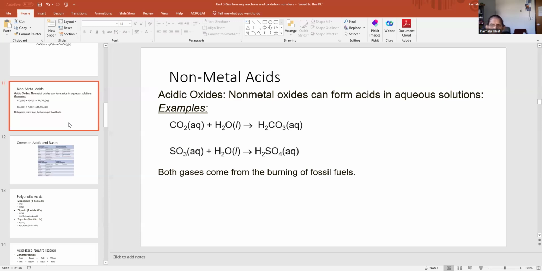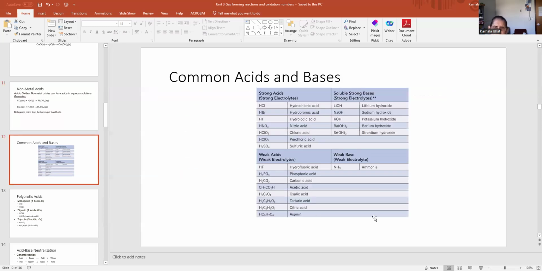Acidic oxides, non-metallic oxides, can form acids in solution. Carbon dioxide plus H2O gives carbonic acid. Sulfur trioxide plus water gives us sulfuric acid. Here is the chart again of some of the different types of weak and strong acids.